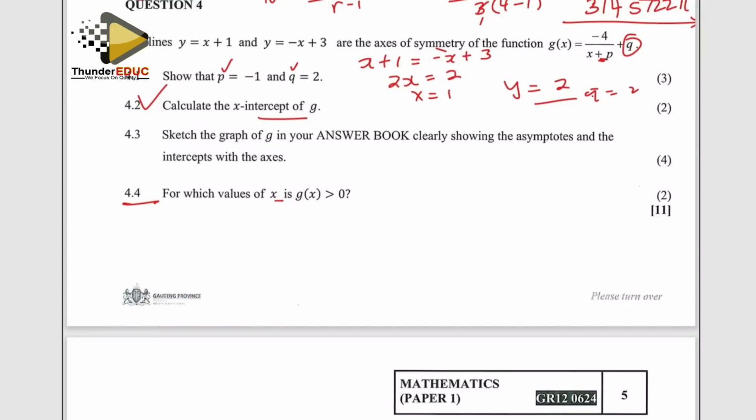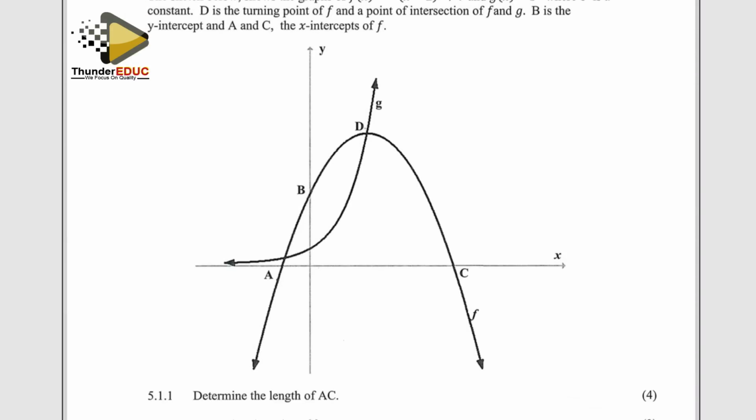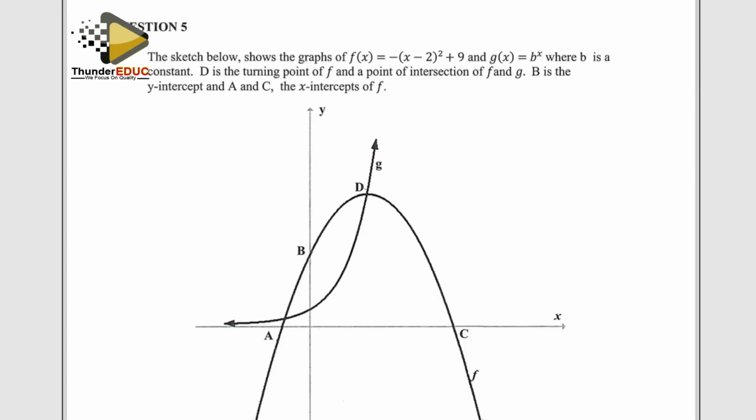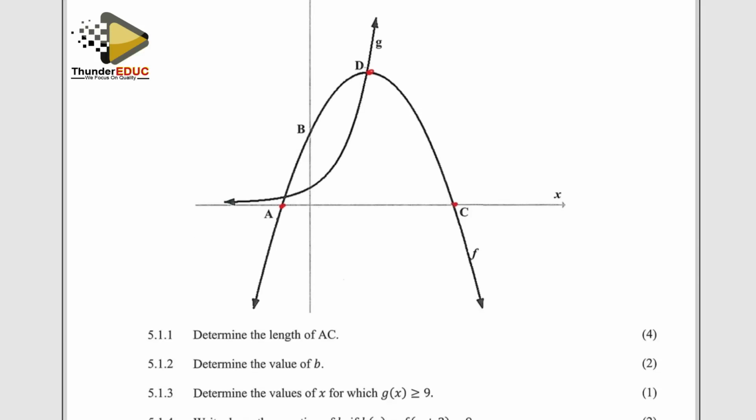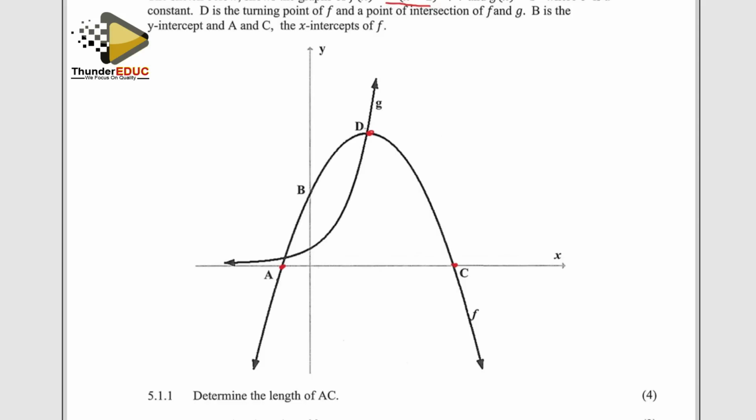Then question number 5, it's a parabola with an exponential. But the format that we've been given is the turning point format for the parabola. Okay, so g of x is b to the x, where b is the constant, d is the turning point, beautiful. And the point of intersection, b is the y-intercept, and a and c are the x-intercepts. First question, determine the length of AC.